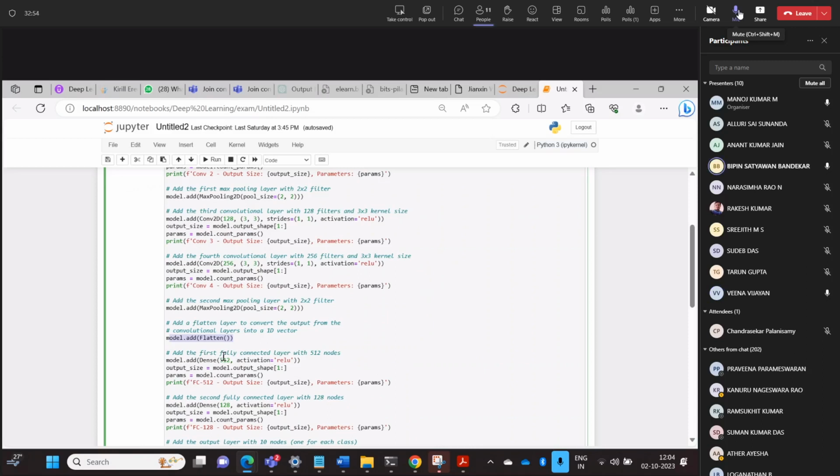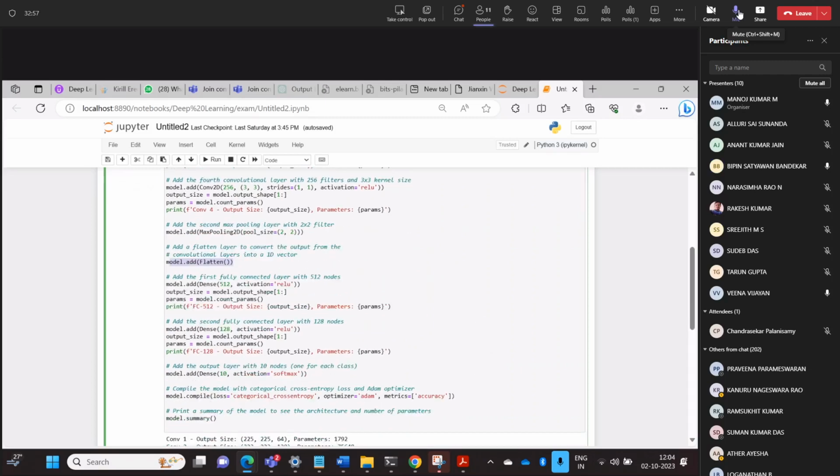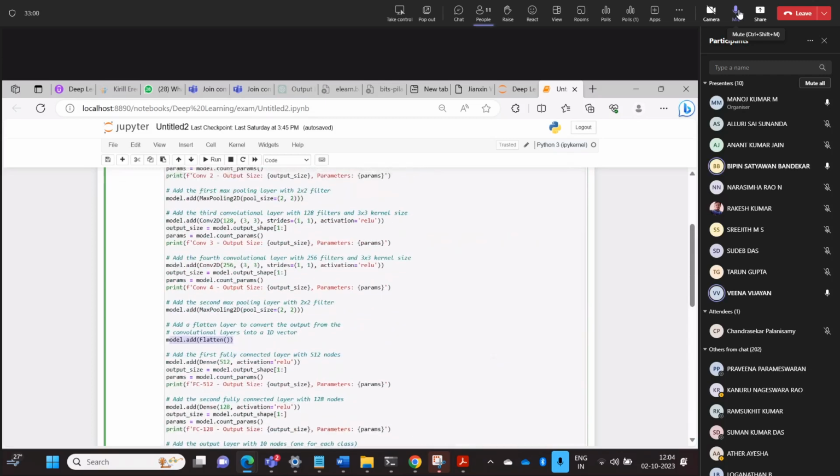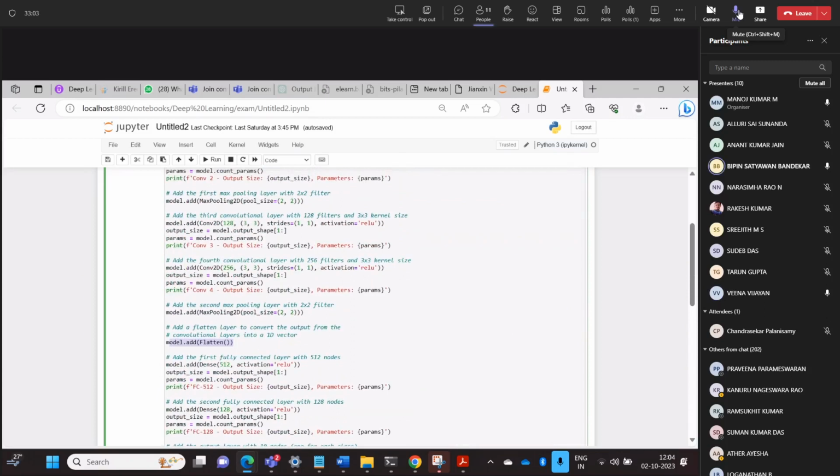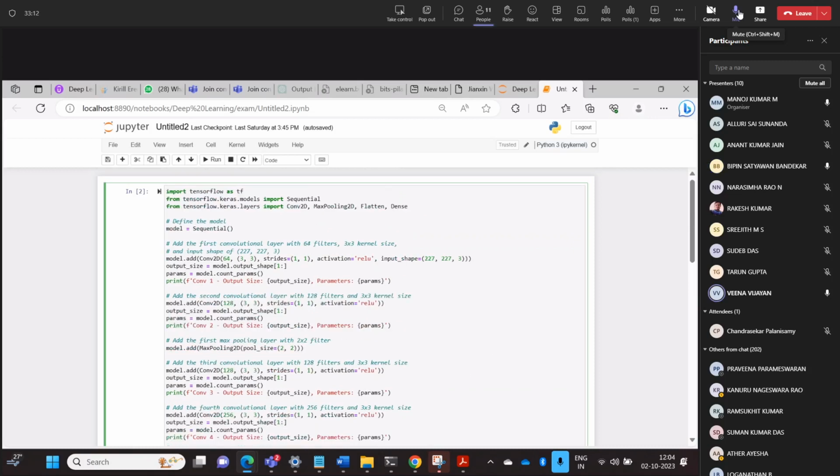What is the size here? 512. Sorry. We will calculate the size at each level. Let's start from the start. Can we go at the top? So input is 227 by 227 by 3, right? 3 is your channels, 227 is your width and height, right? Now convolution happens with a stride of 1 by 1.